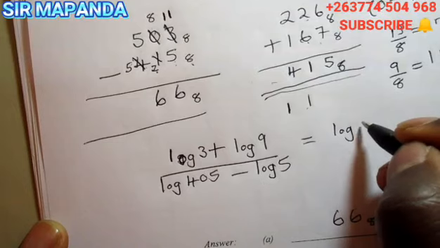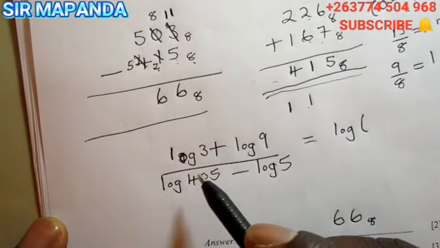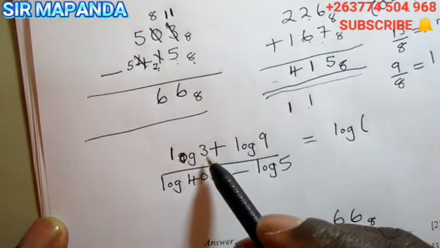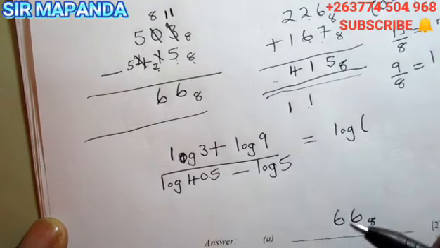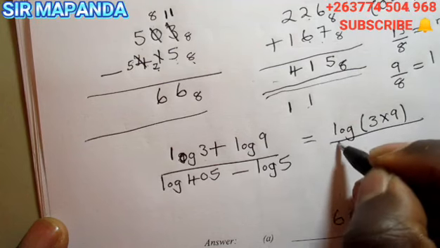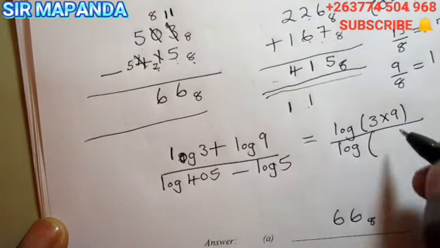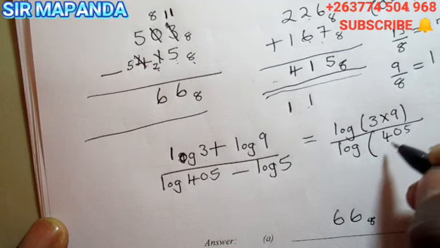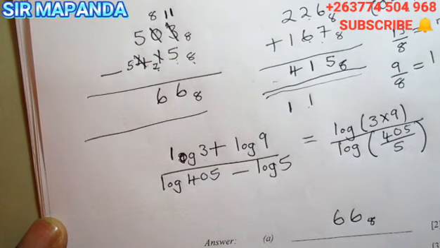So when adding numbers in logs, you multiply the numbers. This is the product rule. So you get 3 times 9. When subtracting, you divide. So you get 405 divided by 5. I hope you are following, class.